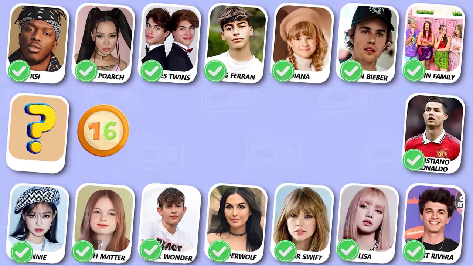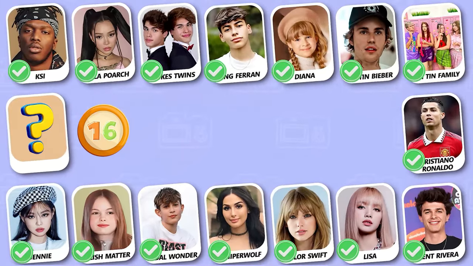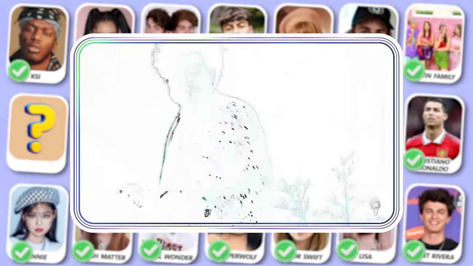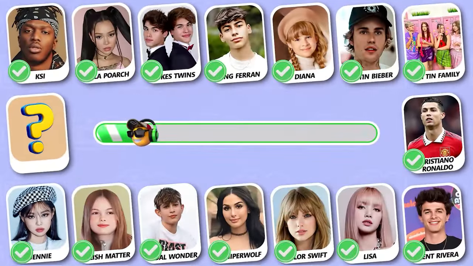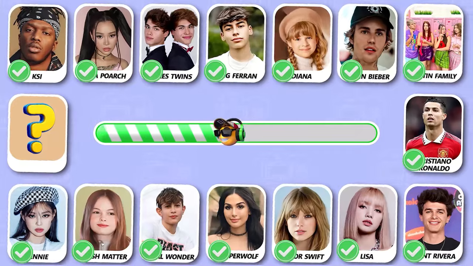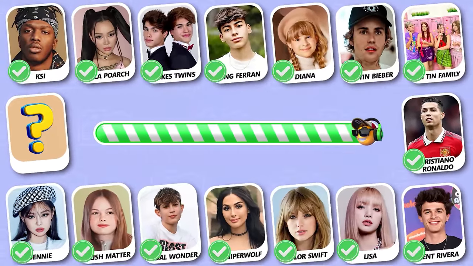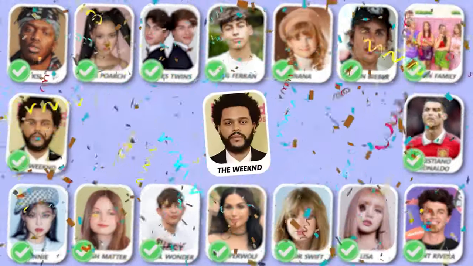Number 16. Can you guess who's singing? Time up! This is the Weeknd!